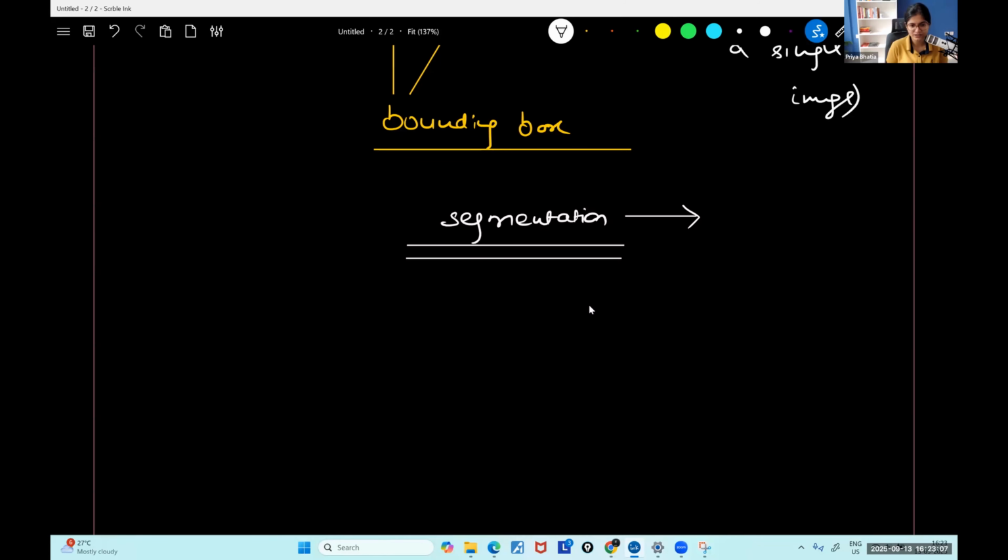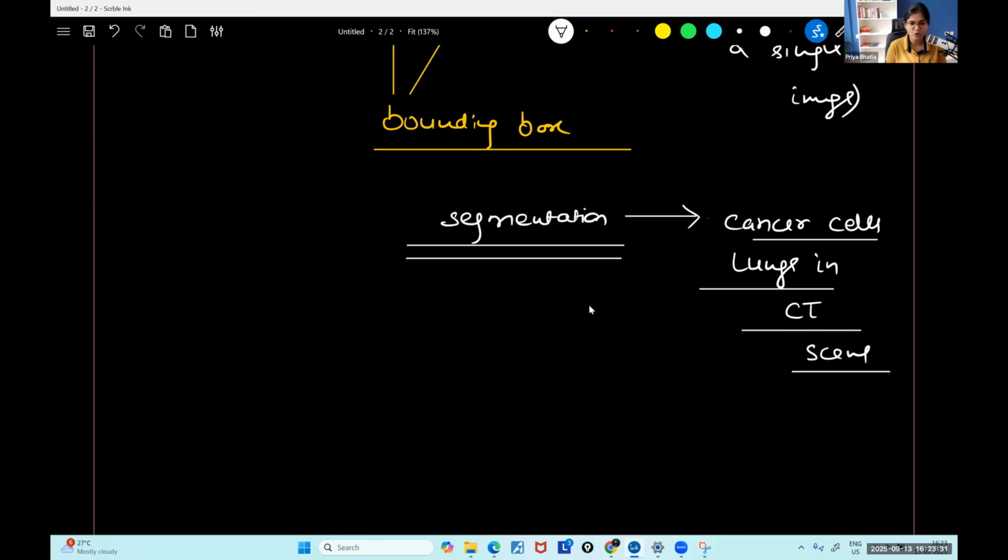For example, let's say your task is to detect the cancer cells in the patients, or your task is to detect the lung portion in the CT scans. So basically, in all of these tasks, you will work around the segmentation problem.